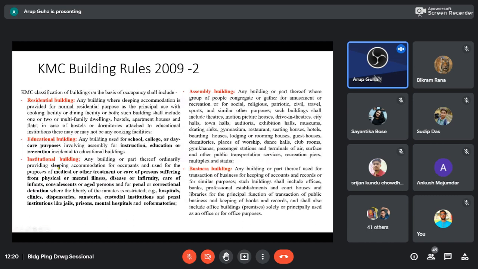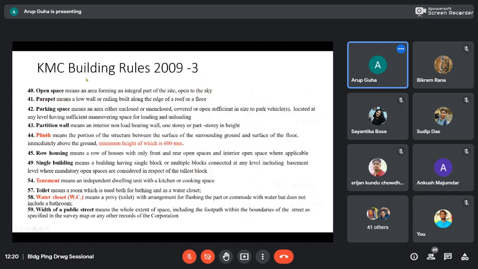Now here KMC actually defines buildings into certain categories. We are actually discussing only about residential building. Otherwise, there are educational buildings, institutional buildings, then assembly buildings, business buildings, all those kinds of things are there. These definitions continue. I will share this document, so no point in discussing them. You can read. Only thing is that plinth you must be knowing. We talked about plinth also.